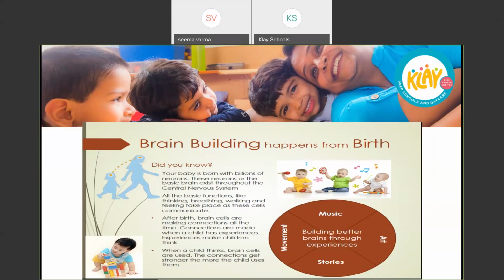So what is really happening? We know that the brain is full of these billions of neurons. While these neurons are lying like that, the connections need to be made. They exist throughout the nervous system. All the basic functions, as well as complex executive functions, are controlled by the brain. As soon as an infant or a child comes into this world, brain cells are making these connections all the time. Connections are made when the child has experiences.